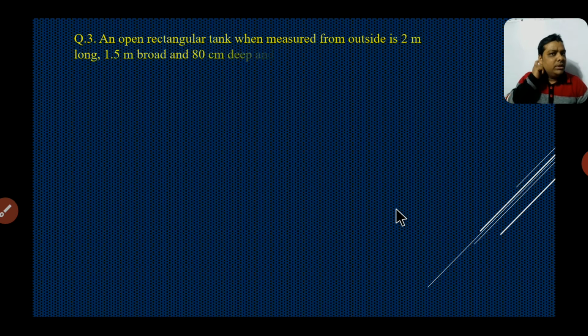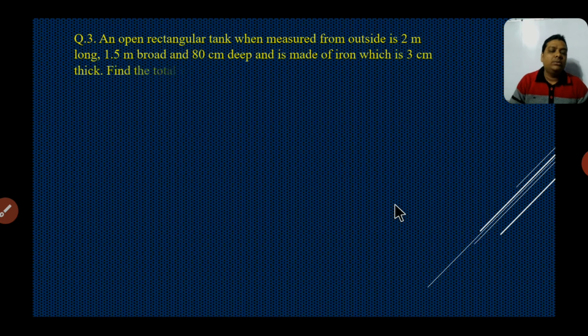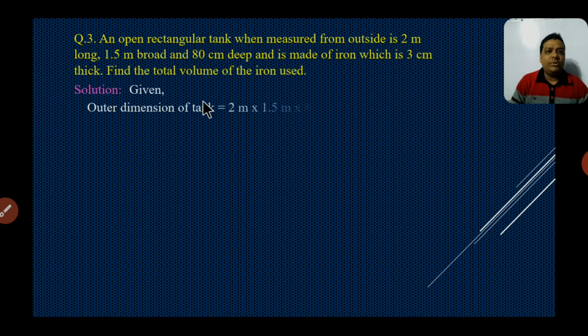Now, there is an open rectangular tank. When measured from outside, it is 2 meter long, 1.5 meter broad, and 80 centimeter deep, and is made of iron which is 3 centimeter thick. The thickness of the iron is 3 centimeter. So find the total volume of the iron used in it. Let's find it. How to find? Let's at first write what is given. Given outer dimension of tank 2 meter, 1.5 meter, 80 centimeter.